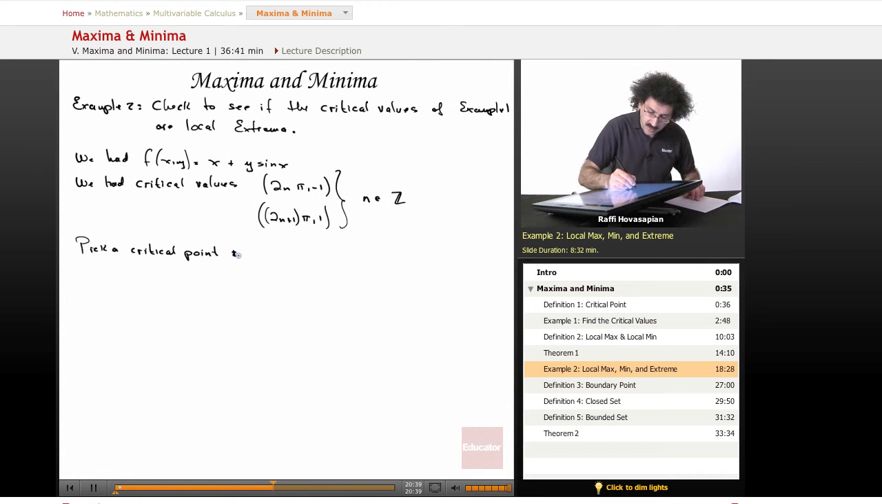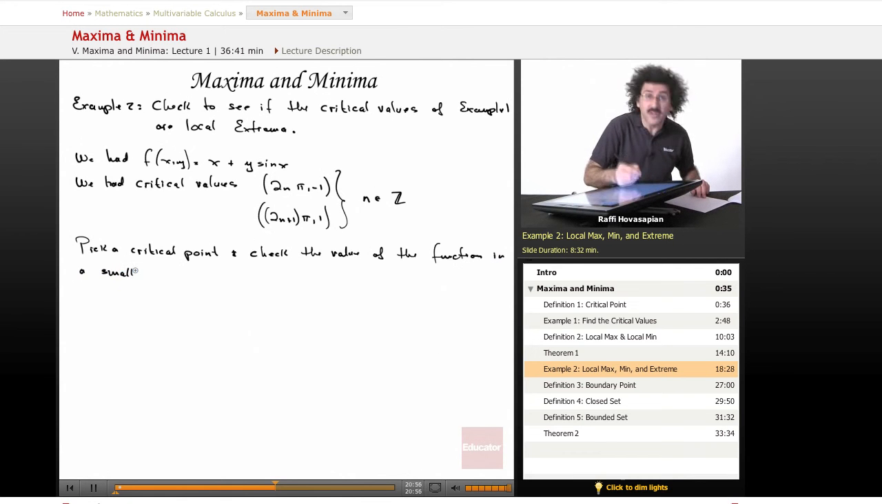And check the value of the function. That's how you check maxes and mins. You check the value of the function in a small region, a small ball or disk, around that point. And that's how we're going to check.